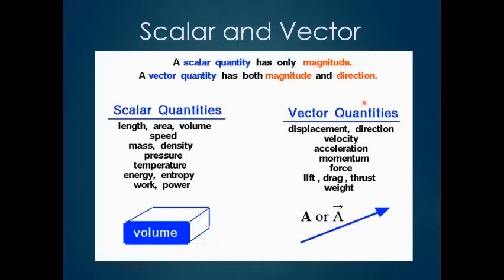So vector quantities ni are usually expressed in bold. Simbol dia kasih bold ataupun dia letak arrow dekat atas, arrow ataupun line dekat atas huruf dia tu. And then bila ada arrow tu maksudnya itu adalah direction untuk that quantity.